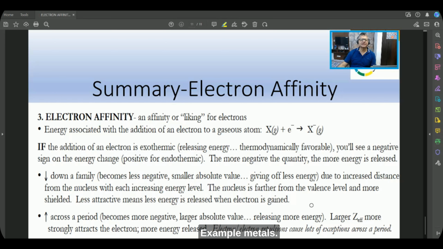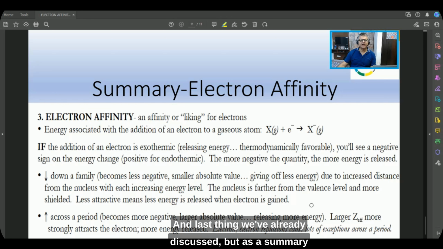Example, metals. What you want is whenever the energy is associated with addition of the electron, the value should be more and more negative. The more negative it is, better it is. Okay? And then if you go down the group, which is a family having same number of valence electrons, you can see the electron affinity decreases, right? And if you go upwards, it increases, right? So this should be clear in your mind.